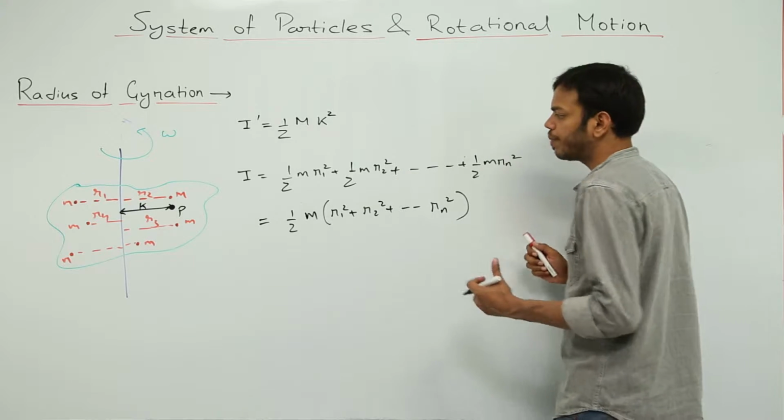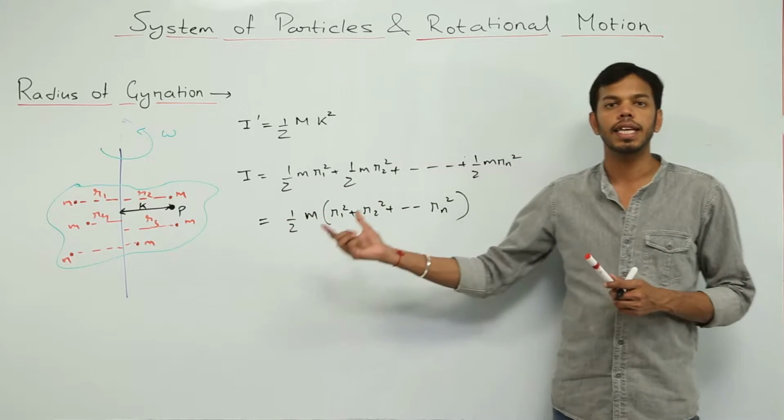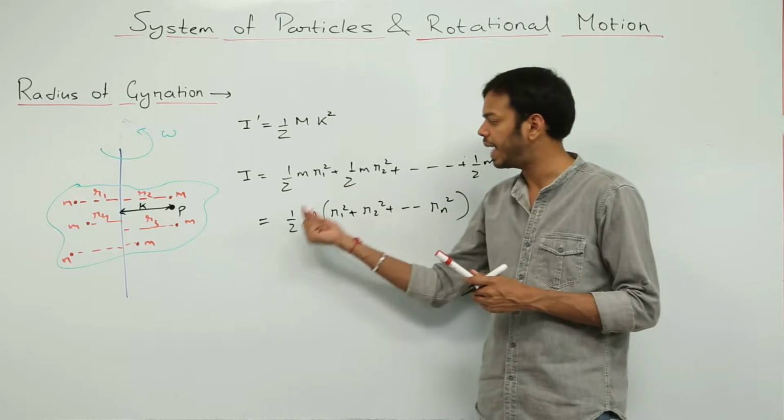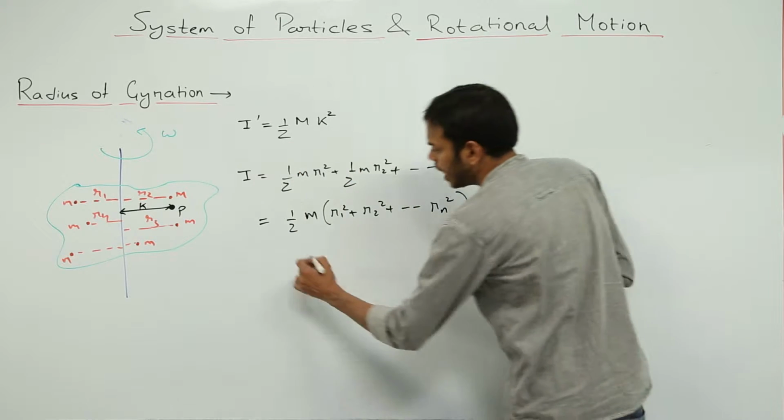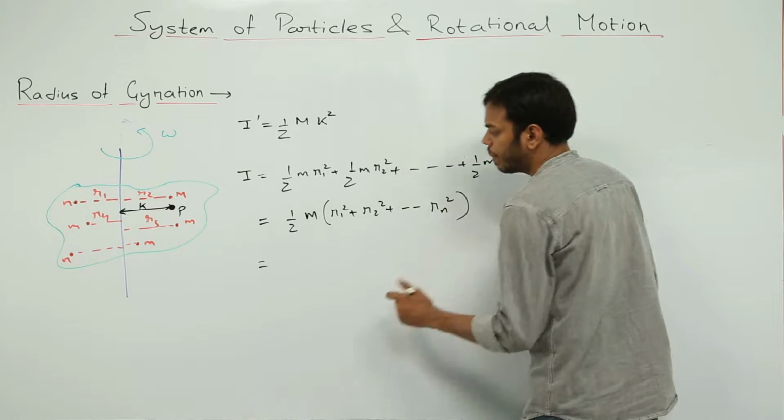So what should I do? How many particles are there? There are n number of particles. So if I multiply n with this equation, I'll get the total mass. So what I'm doing is I'm multiplying and dividing this equation by n.